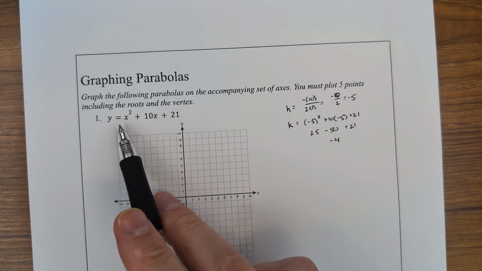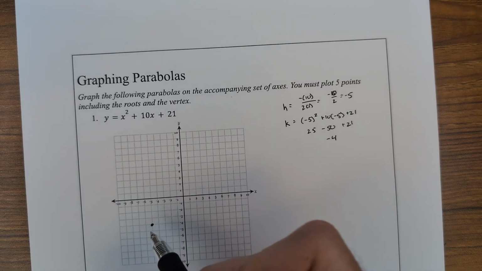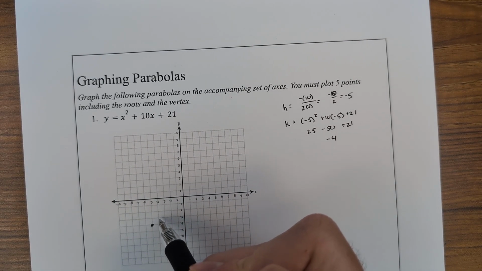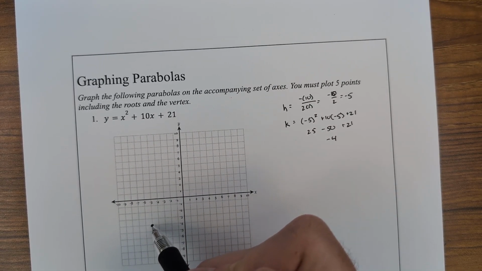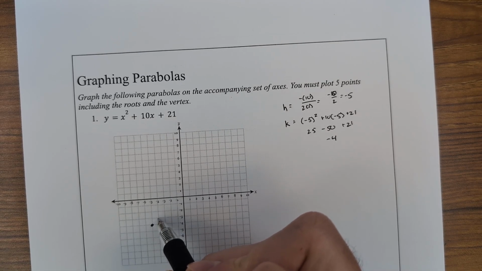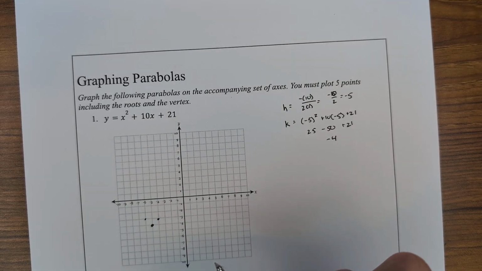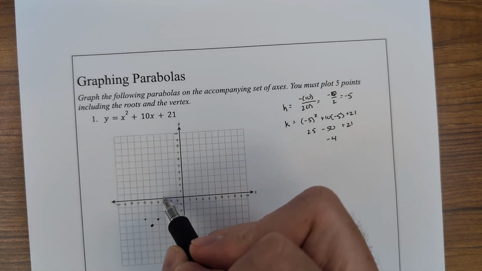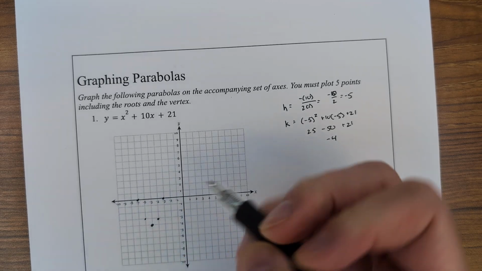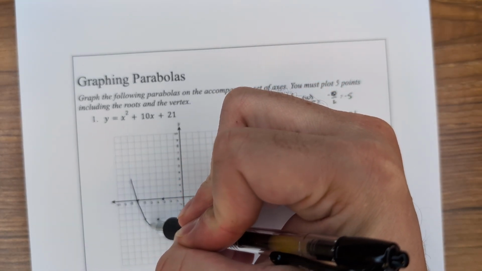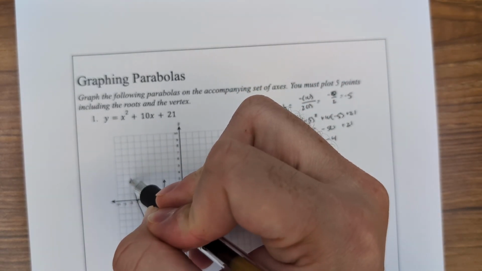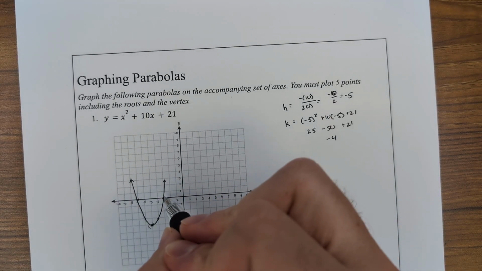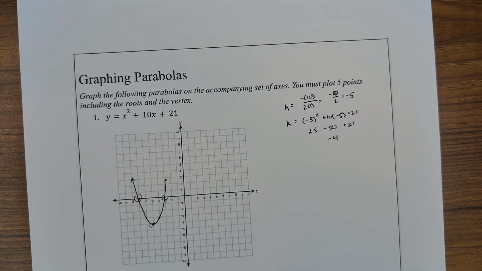Now, because our a value is positive, we're going to go up. For every horizontal step we take, we go the square in the vertical direction. So over 1, 1 squared is 1, come up 1. And that's the same thing on both the left and the right. If I go over 2, I have to go up 1, 2, 3, 4. And then there's my 5 points, including the vertex here and the intercepts here and here.